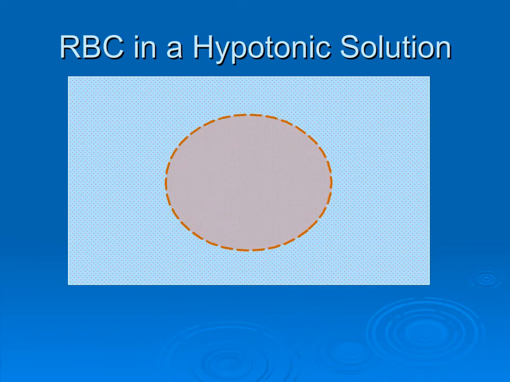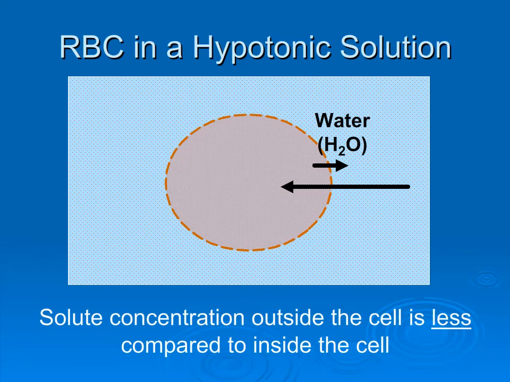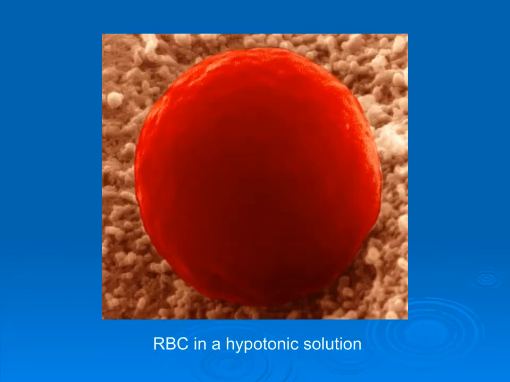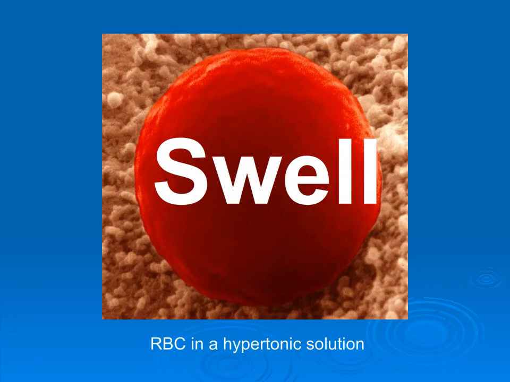A hypotonic solution has a lower solute concentration compared to another solution. If a red blood cell is placed into a hypotonic solution, there will be a net movement of water into the cell. As there is a higher water concentration outside the cell, the water moves into the cell by simple diffusion. Again, the water is moving to an area of higher solute concentration. A red blood cell in a hypotonic solution will swell and potentially burst if it takes in too much water.